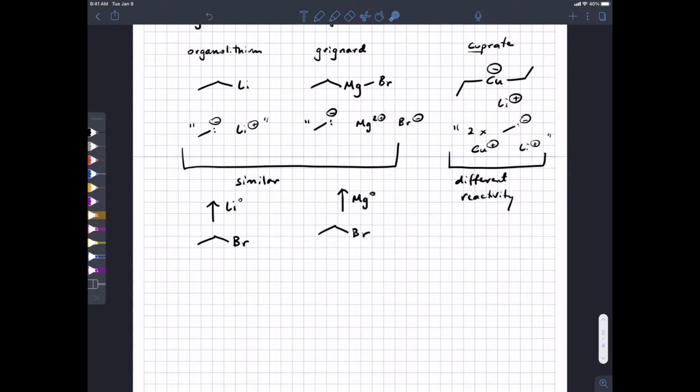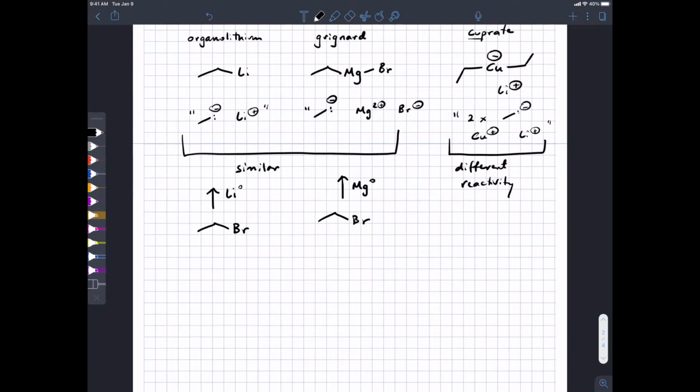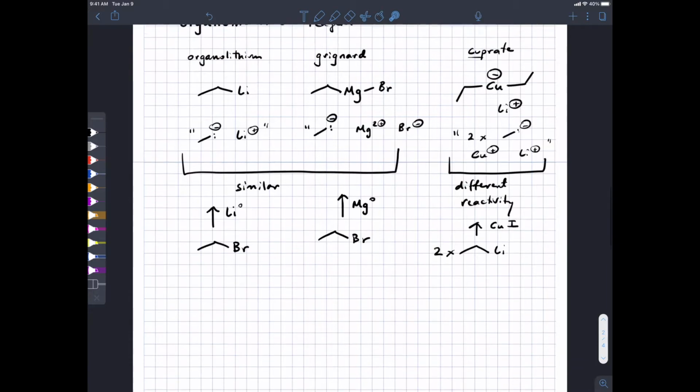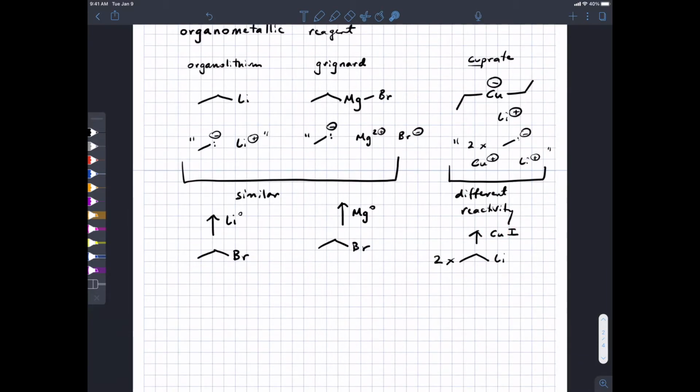Anyway, to make the cuprate, we actually make that from the organolithium reagent. So we take 2 of these, we add copper iodide, and that gets us to the cuprate through a mechanism, again, that we're not going to worry about. Some of the synthesis problems in the text, though, are going to do really sort of cute things like, oh, start with an alkyl halide that's 2 carbons and then do all these reactions, and you'll have to actually make the organolithium or cuprate or Grignard reagents to do the chemistry.